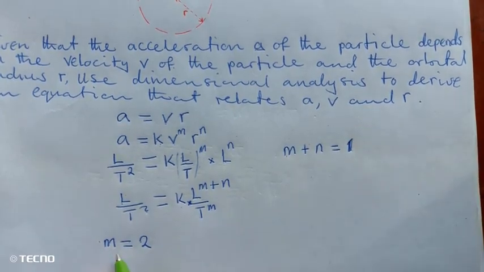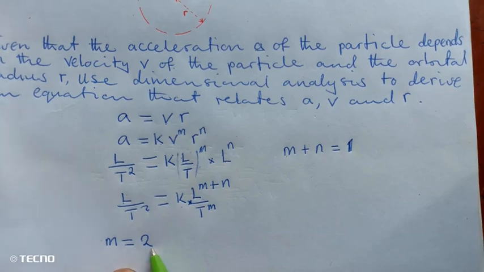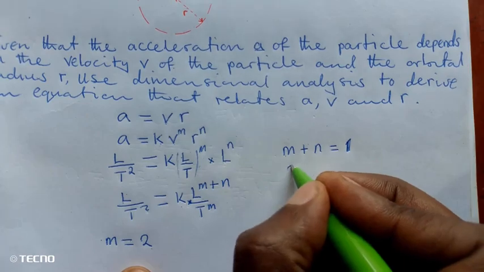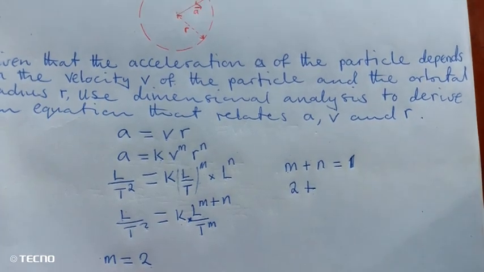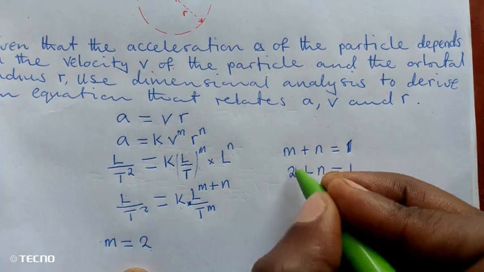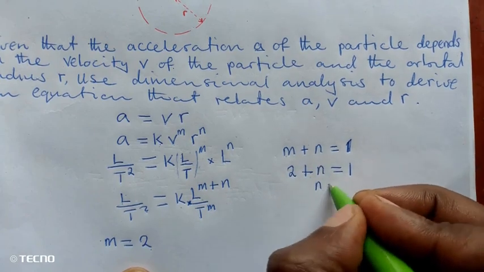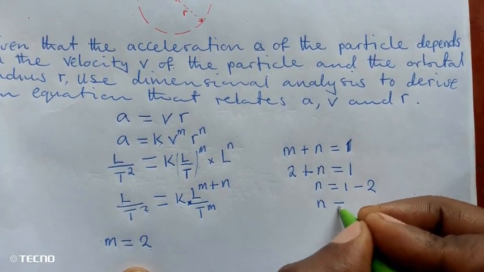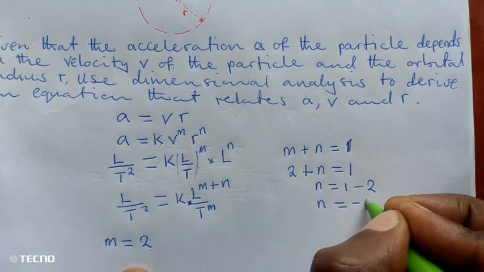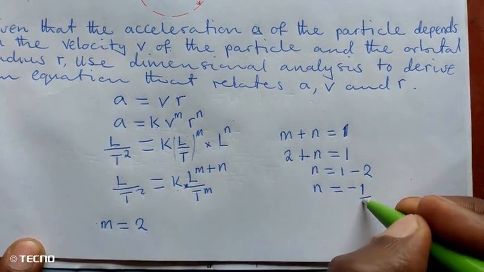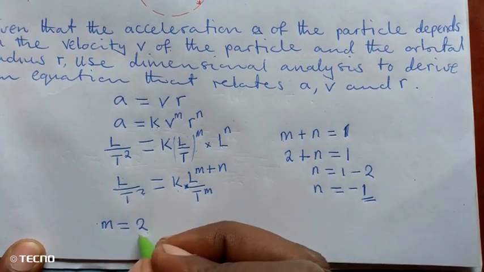Then you know that your m is equal to 2, which means where there is m, you replace it by 2. So we say 2 plus n is equal to 1. In this case, n is equal to 1 minus 2, which will give us n is equal to -1. So this is what we have, these are the values of m and n.